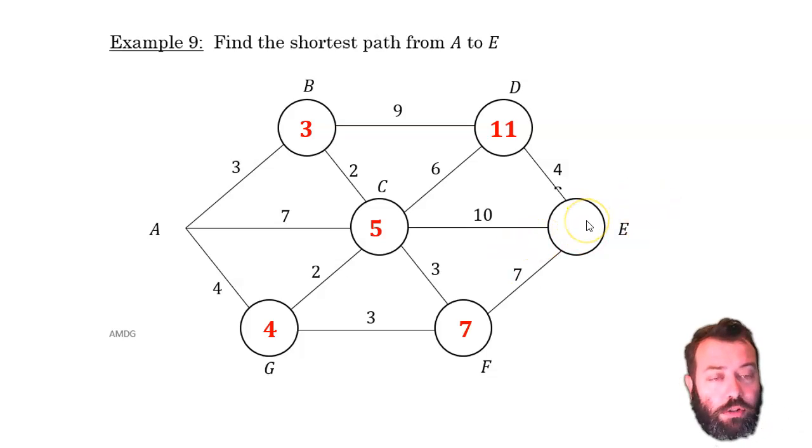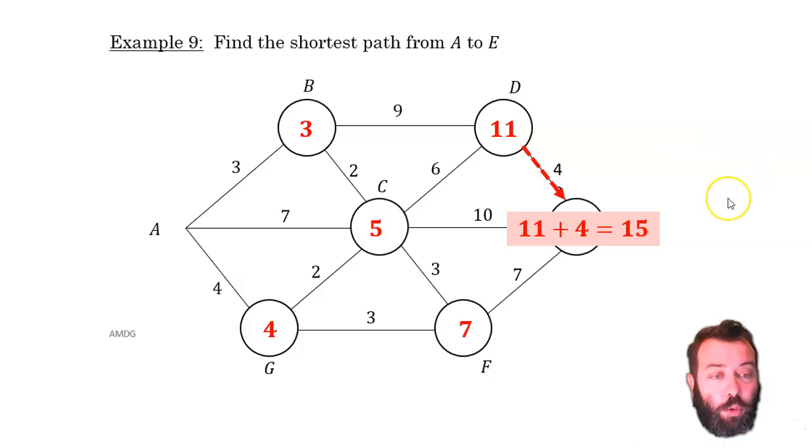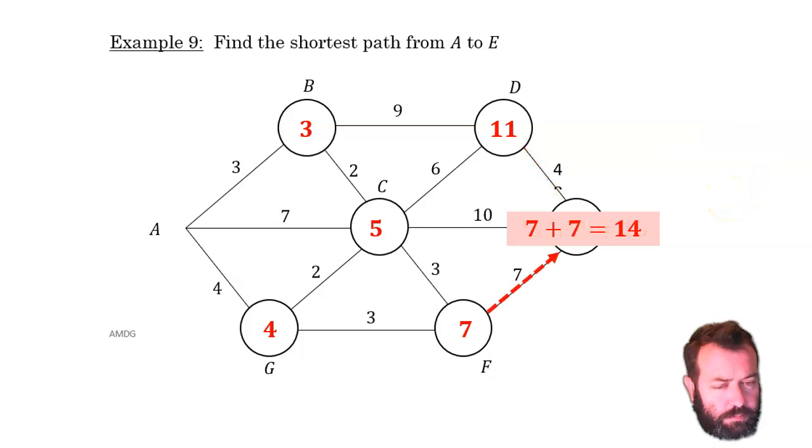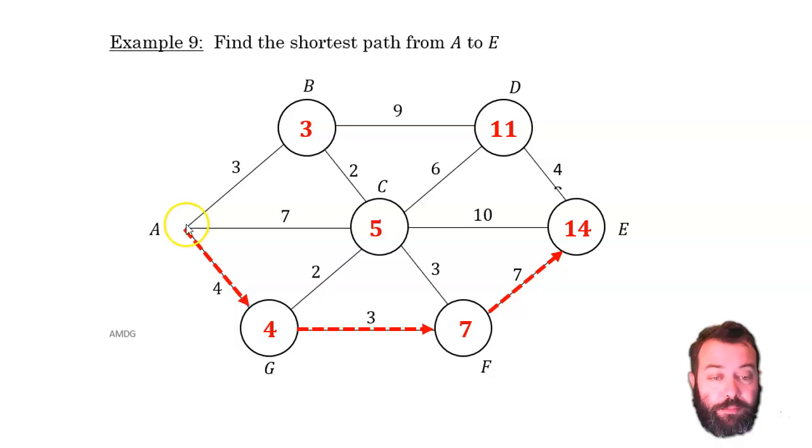Now we're close to the end. To get to E, I could come from D, C, or F. If I come from C, it's 5 plus 10 is 15. From D, 11 plus 4 is 15. But from F, 7 plus 7 is 14. So the shortest path from A to E is 14 units. And we can get there along this path, A, G, F, E.